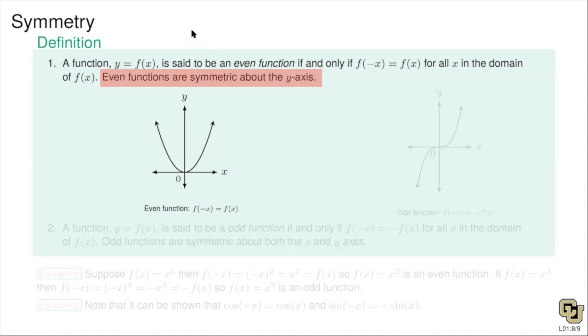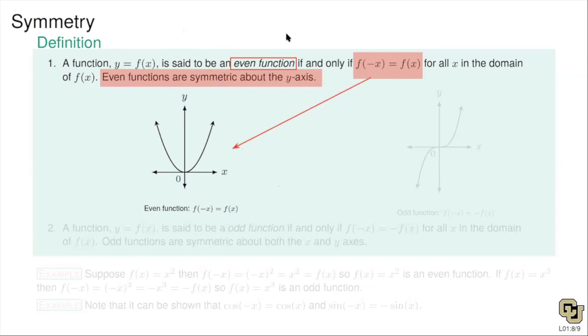So here, I want you to also focus on the analytic definition. A function is said to be an even function if and only if f of negative x equals f of x, okay? If we were to draw a picture of f of negative x equals f of x, here would be one example. Think about what we're saying here.